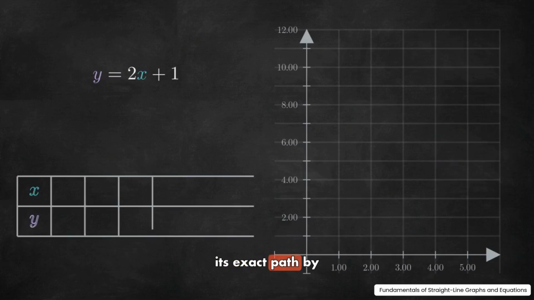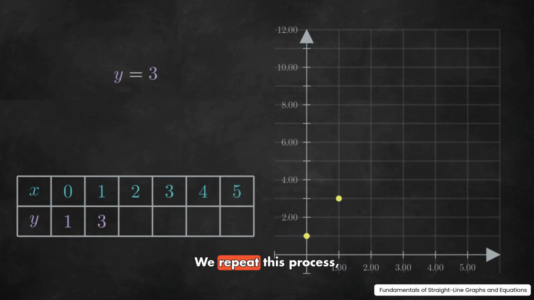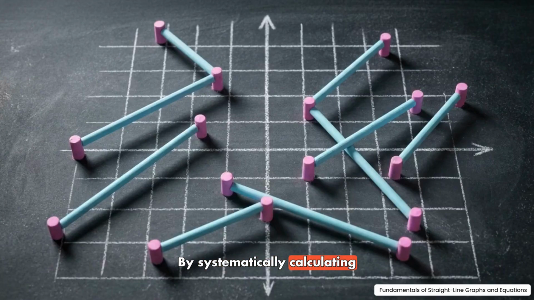We can map its exact path by setting up a table for x values from 0 to 5. We substitute each x value into the equation to calculate the corresponding y value. 2 times 0 plus 1 gives a y value of 1. 2 times 1 plus 1 is 3. We repeat this process, plot the resulting coordinate pairs on the grid, and connect them. By systematically calculating these coordinate pairs, you can perfectly map the position of any straight line, regardless of its angle.